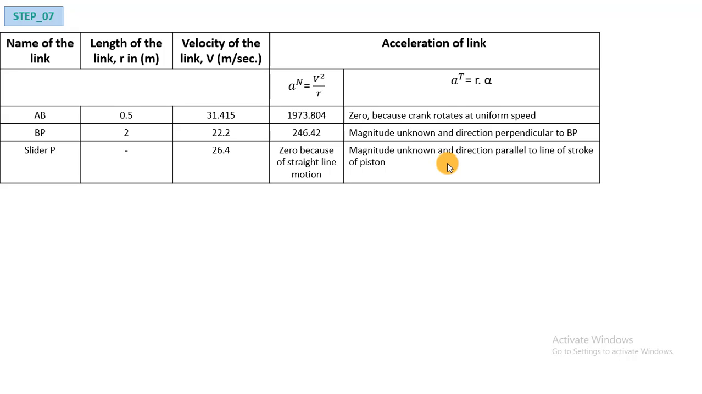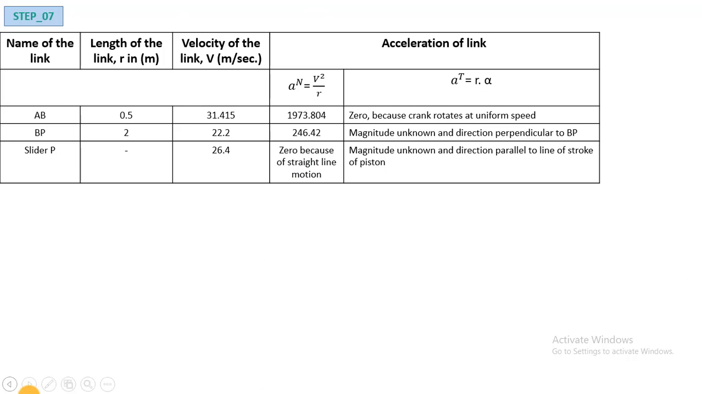Let me clarify the directions of the normal and tangential components of acceleration. The normal component of acceleration is always parallel to the link, and the tangential component is always perpendicular to the link, or in other words, the tangential component of acceleration is parallel to the velocity vector in the velocity polygon. Then coming to the slider, the slider has a normal component of acceleration of 0, provided the slider is sliding along a straight line.